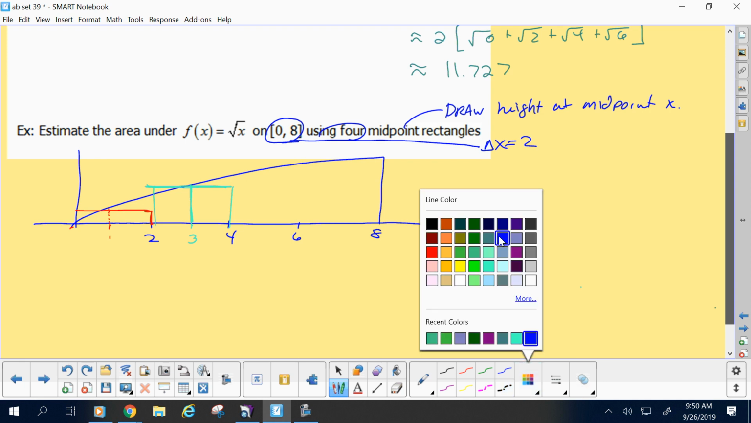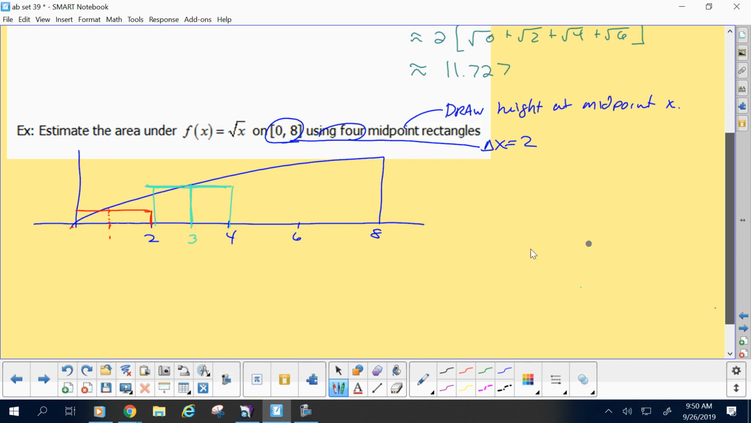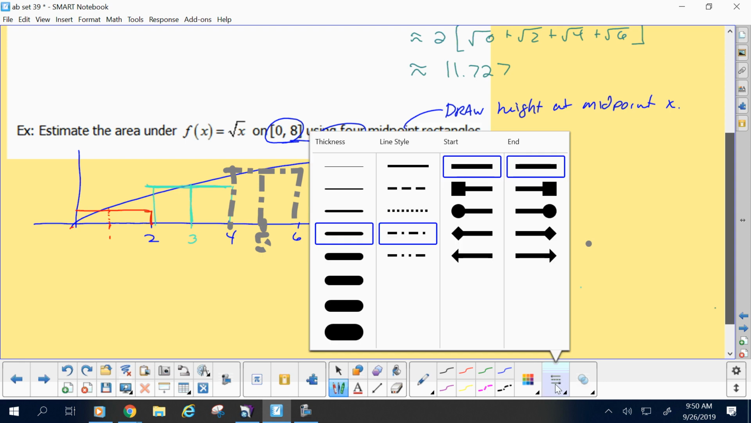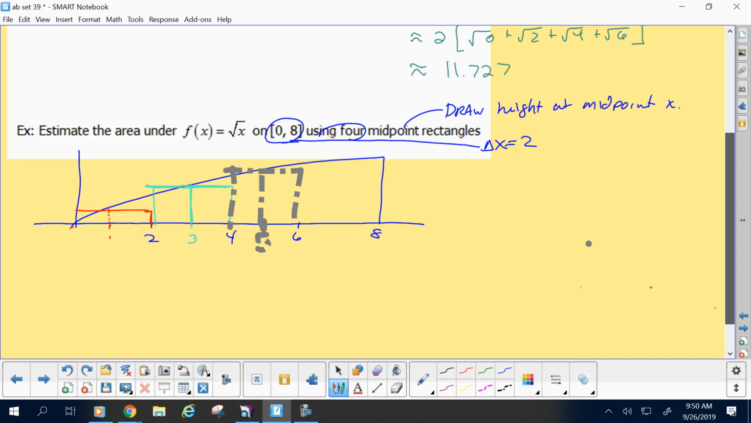And then, whatever, just decide. From 4 to 6, the middle is 5. That's really long. Okay, and the last is 7. Okay, cool.